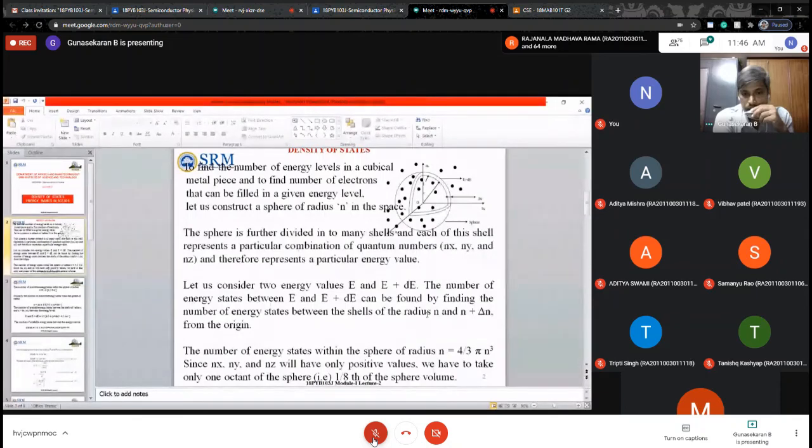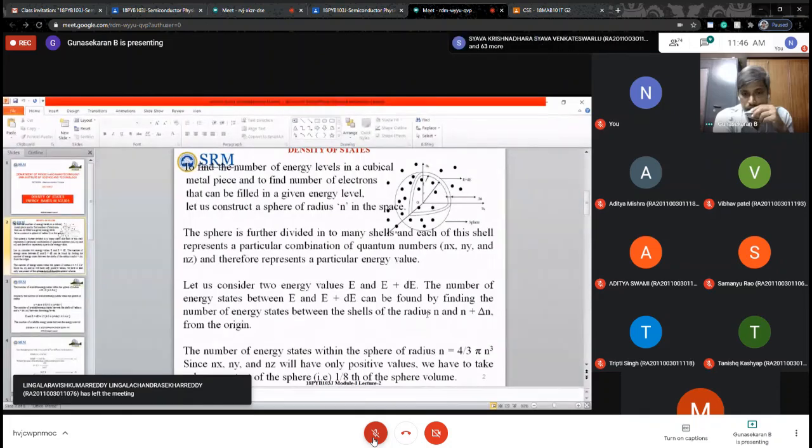See, in this diagram, you are going to see here, I am going to take the two energy levels, the two energy levels that are completely filled. For example, in that case, find the number of energy levels in the cubical metal piece, to find the number of electrons that can be filled in the given energy level. So our aim is to calculate the number of electrons that can be filled in a given energy level.